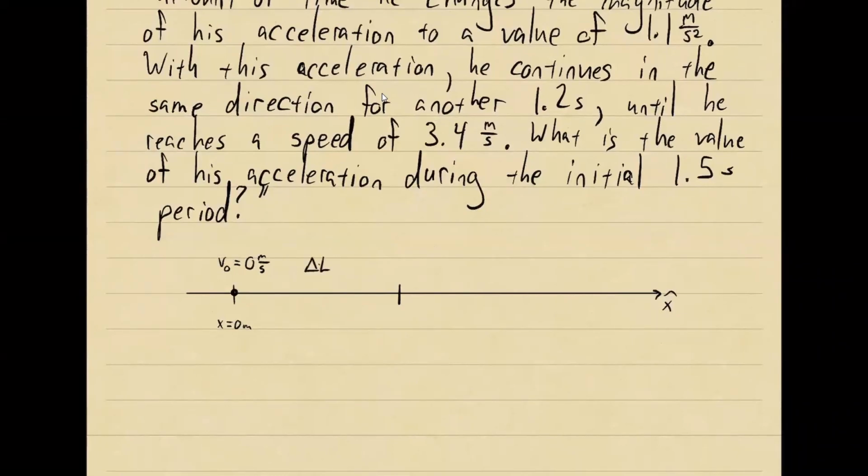And at this point, total elapsed time, call it delta t1, will have been equal to 1.5 seconds. So for 1.5 seconds he's accelerating until he gets to this point. And then he changes his acceleration to something else until he gets to here. So let's say this is the end where he gets to, and his final velocity in this case is 3.4 meters per second.